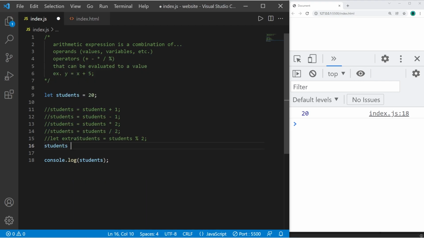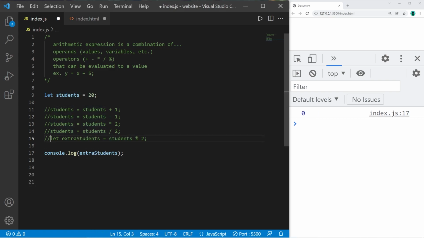So maybe I need to square the amount of students that I have. Students equals students. And to raise an operand to a given power, you use double asterisks. So maybe students squared. That would be 400. Or students cubed. That would be 8,000. Use 2 asterisks to raise an operand to a given power.